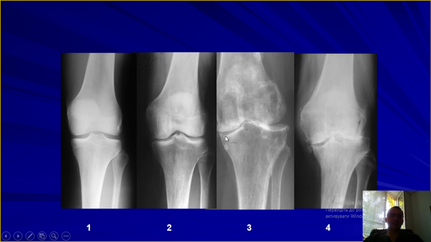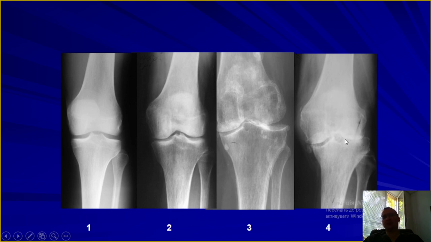On the third stage it is completely easy to be seen here and here. On the second stage they are only appearing. So these are the signs of subchondral osteosclerosis. This layer of the bone, which is covered by the cartilage, has sclerotic change, as you see here. And here you can see so-called osteophytes, small bony formations here, and deformation of the axis as in the fourth stage of osteoarthrosis.